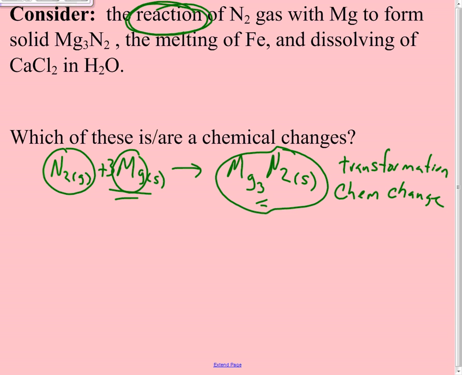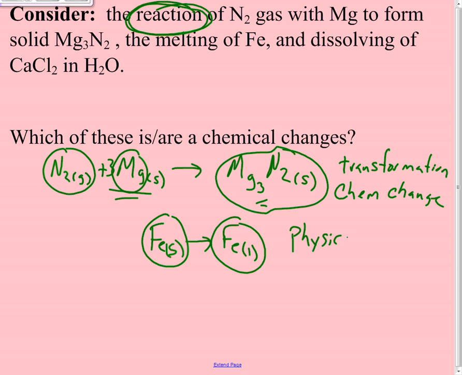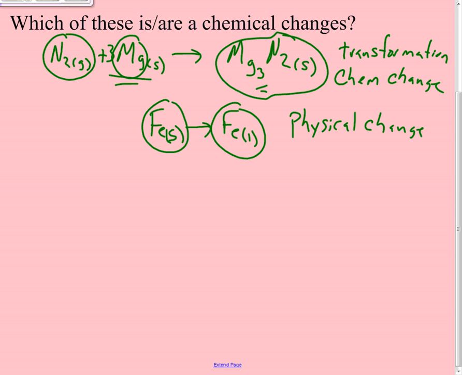Melting of iron. Okay, so I start off with solid iron, and I end up with liquid iron. Has my iron transformed into something new? Well, it's gone from solid to liquid, but it's still iron. So that means there is not a transformation, which means that this is a physical change. Good. And then the last one, this is the toughie.